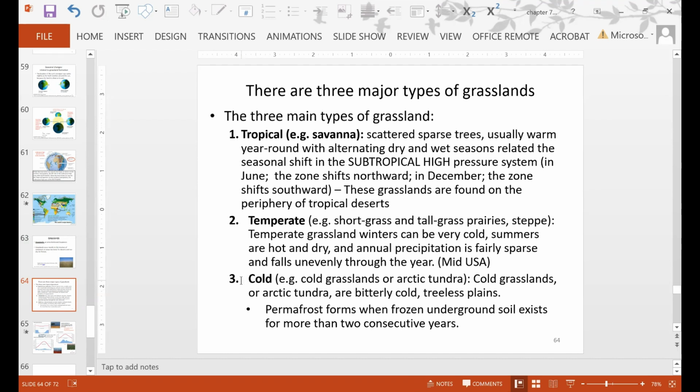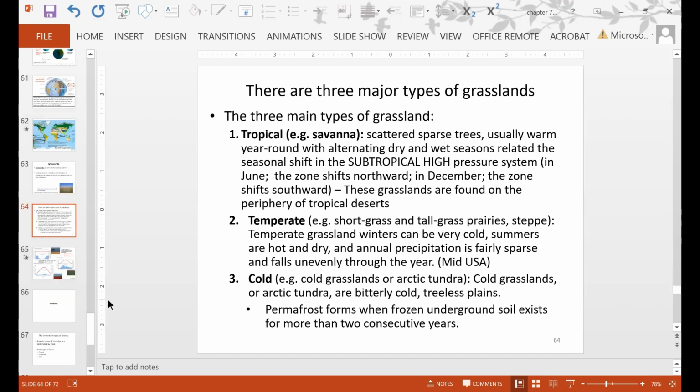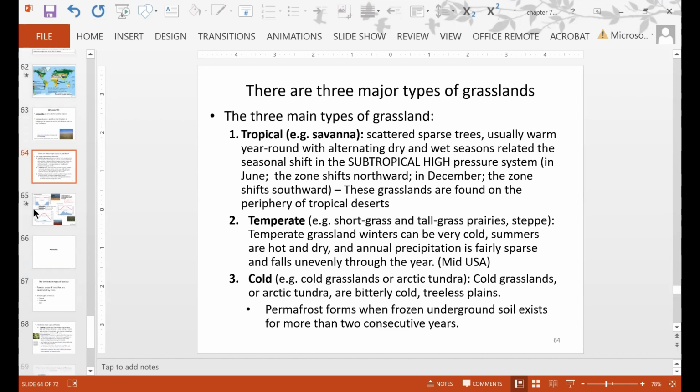Then you have cold grasslands or the Arctic tundra. Those are bitterly cold, treeless plains. And you have permafrost in a lot of your cold grasslands. And that means you have soil that is frozen for more than 2 years. So it's persistently frozen soil.